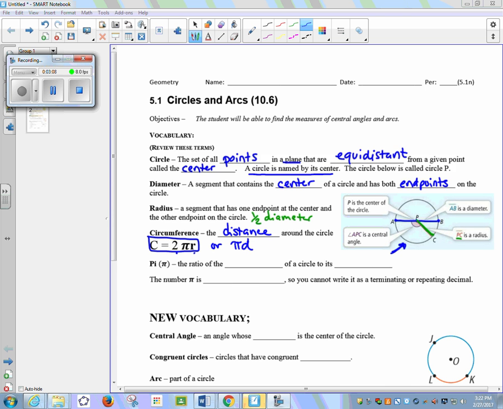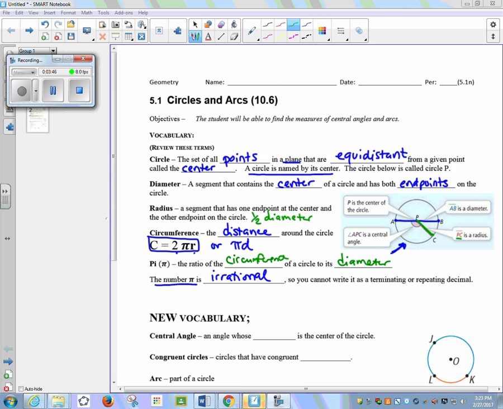Pi is that irrational number. The number pi down here is irrational. So you cannot write it as a terminating or repeating decimal. We'll talk more about pi in class. So pi is the ratio of the circumference of a circle to its diameter.